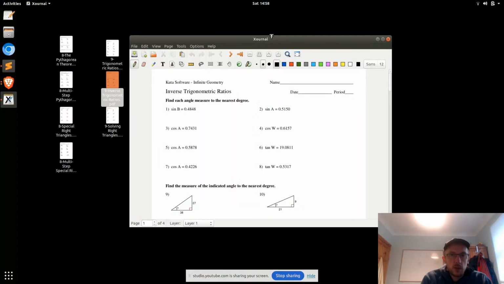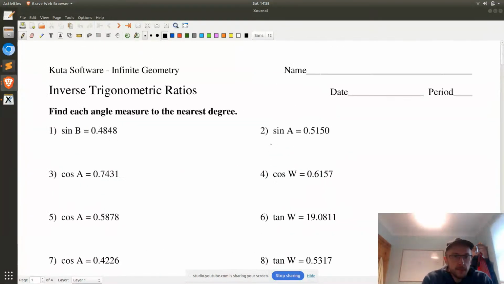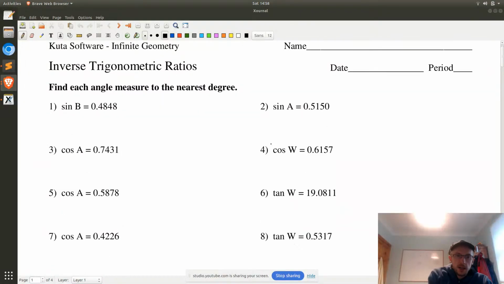Inverse trig ratios. Here we go. How many questions? 26. Off you go. Find each angle measure to the nearest degree. So we have to use the arc functions or the inverse functions. So it'd be arc sine 0.4848, which is to the nearest degree about 29 degrees. .50, about 31 degrees.